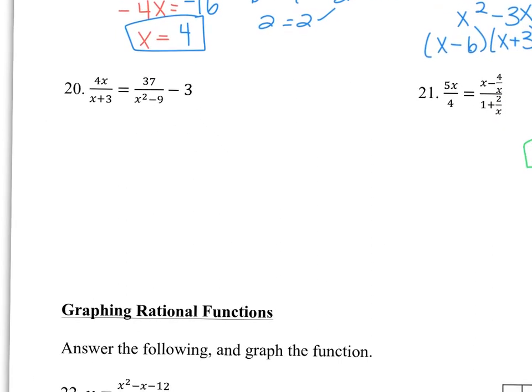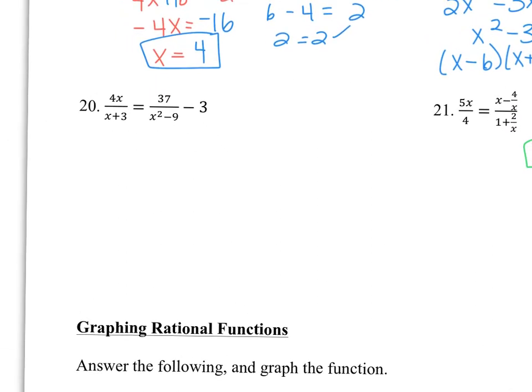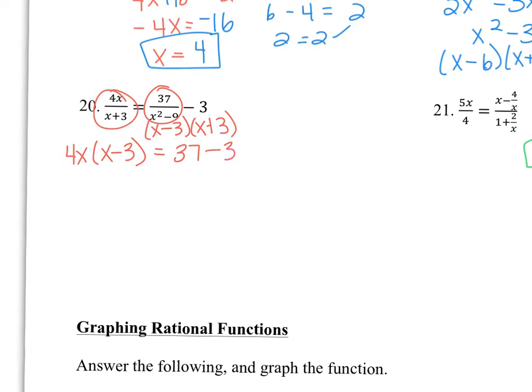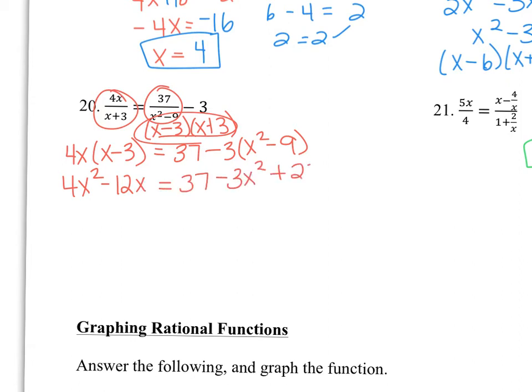Let's look at number 20. Number 20, if I factor, I have x minus 3 and x plus 3. So that's my common denominator. So if I look at this first term, my x plus 3s are going to cancel out, so I'm left with x minus 3. So I have 4x times x minus 3 equals, my denominators are going to cross out here, so minus 37, minus 3 times x squared minus 9. That's just both of those put back together. So now I'm left with 4x squared minus 12x equals 37 minus 3x squared plus 27.